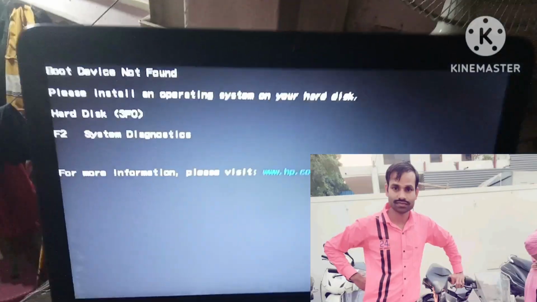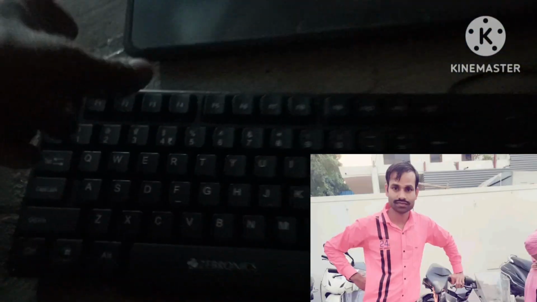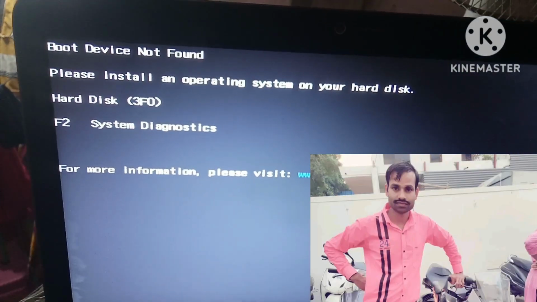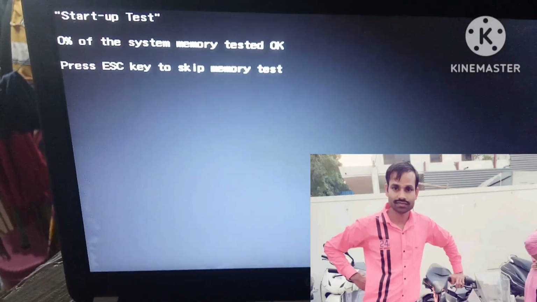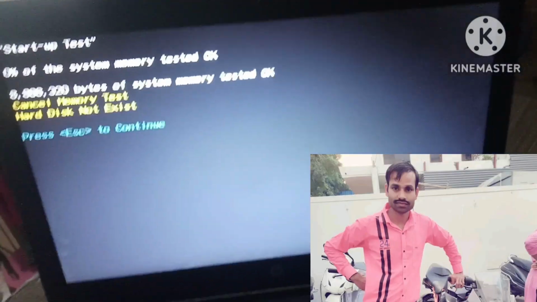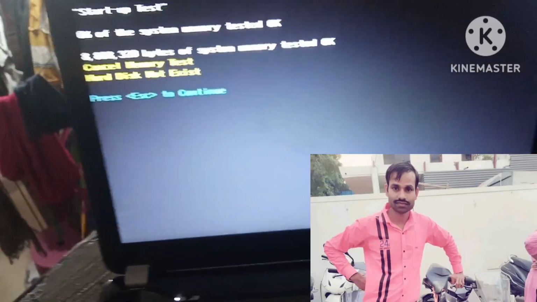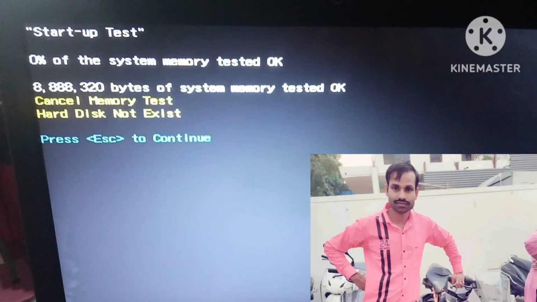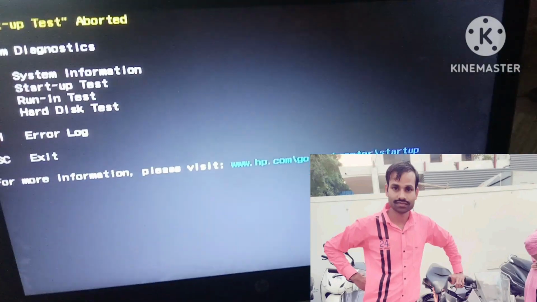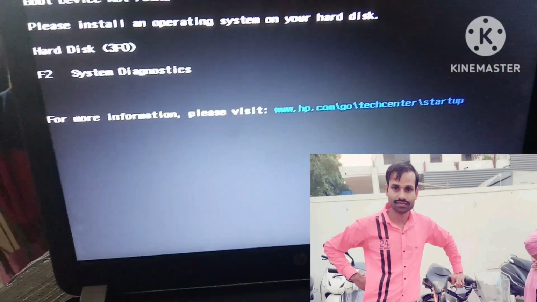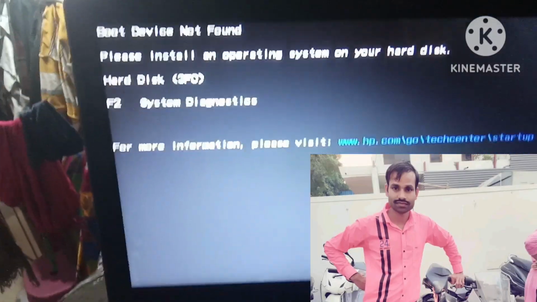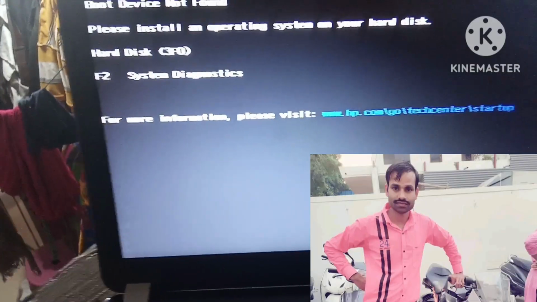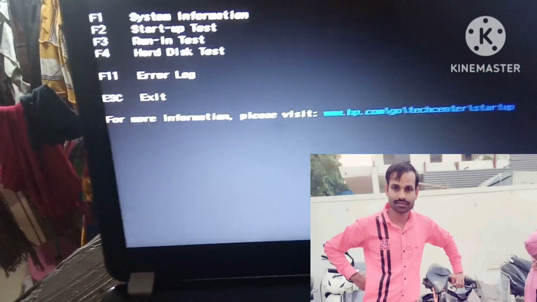This is the main problem in your PC, boot server not found. Press F11 and you get complete information about it. Here you can cancel the memory test, and you see hard disk does not exist. This is the problem, hard disk not found, and it may be solved by reinserting your hard disk. Press F11, then you get complete information.